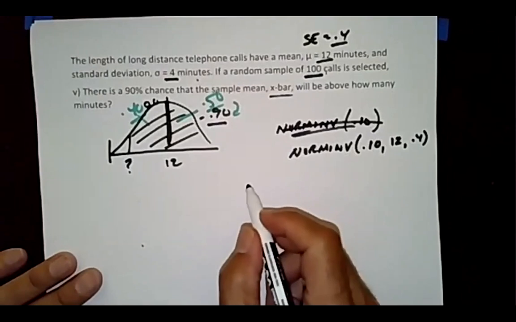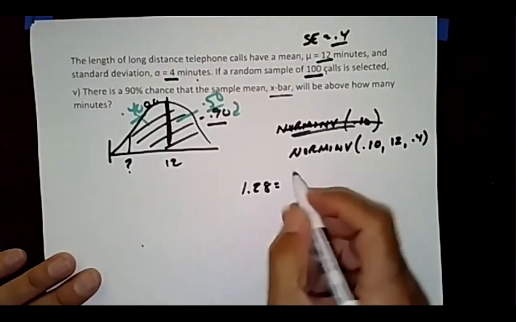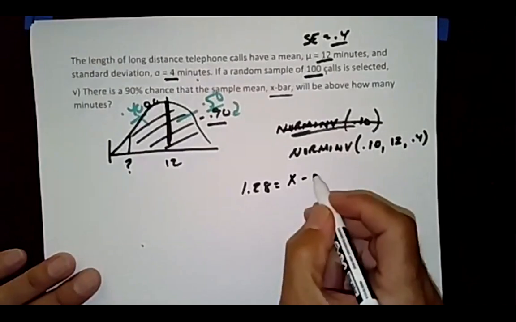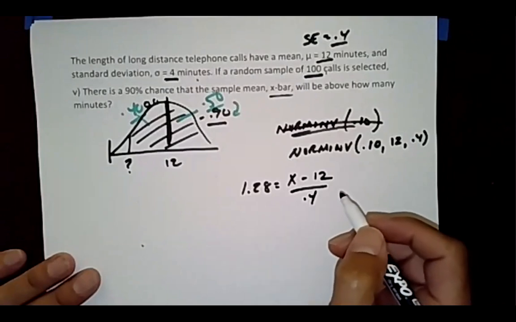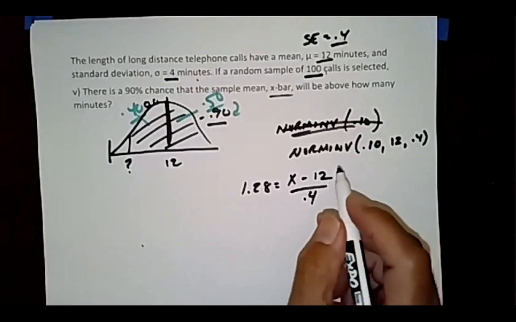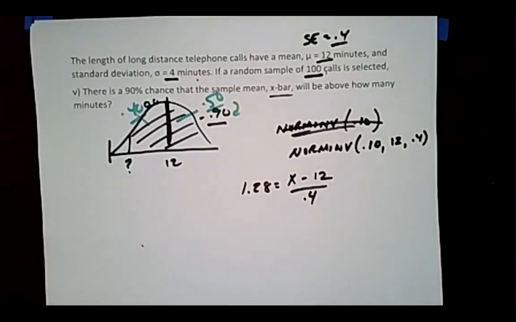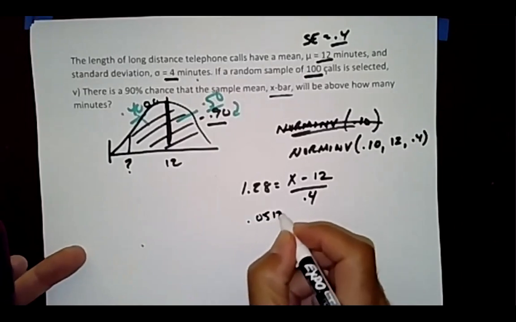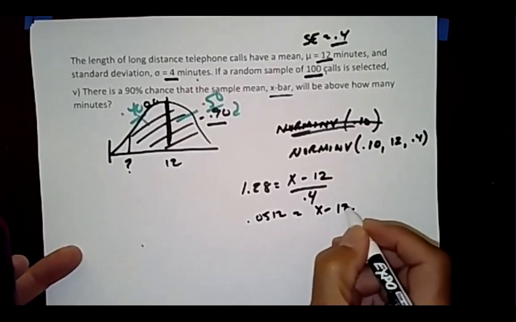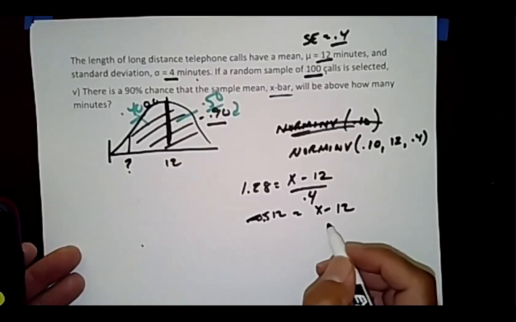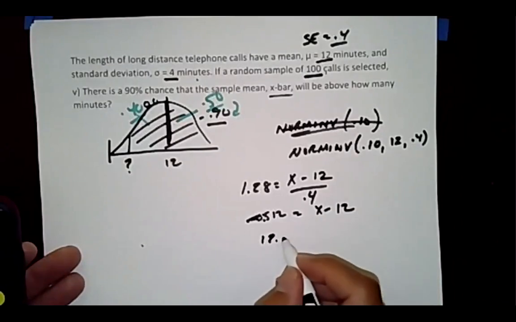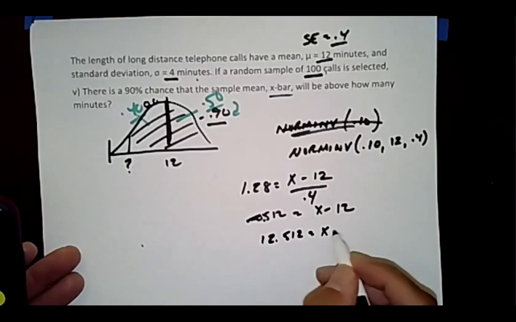Okay, so 1.28 equals X minus the mu of 12 all over 0.4, right? So 0.4 times 1.28 is 0.512 equals X minus 12. Add 12 to the side, and it ends up being 12.512 equals X.